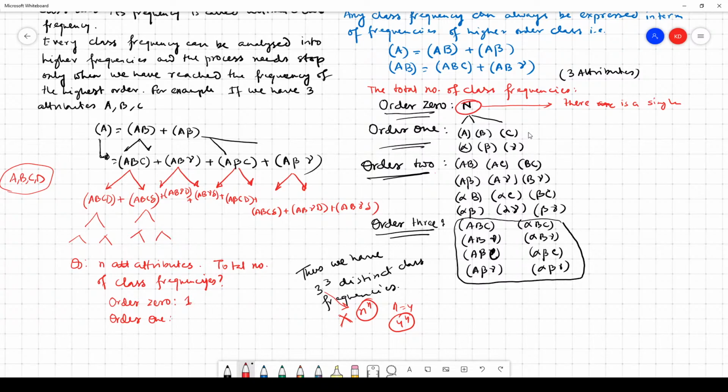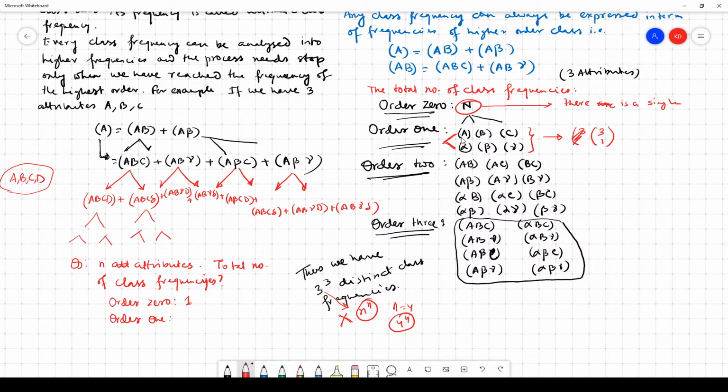For order 1, first you choose any attribute. How many ways? That is 3C1. For a particular attribute, there are 2 choices, that is present or absent. Please follow the process. Okay, either present or absent.